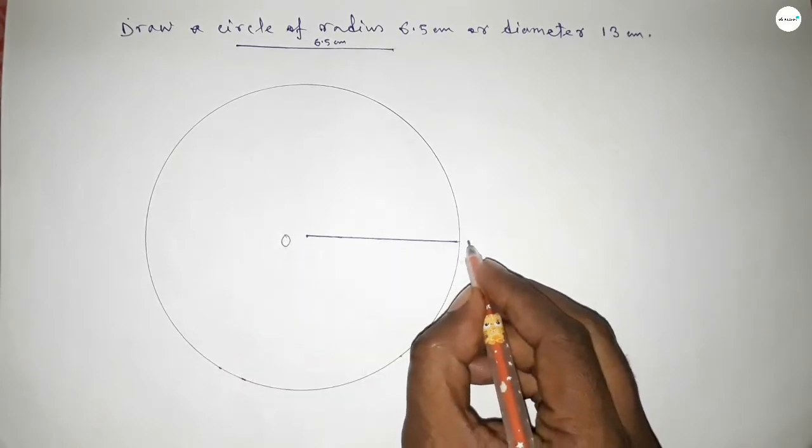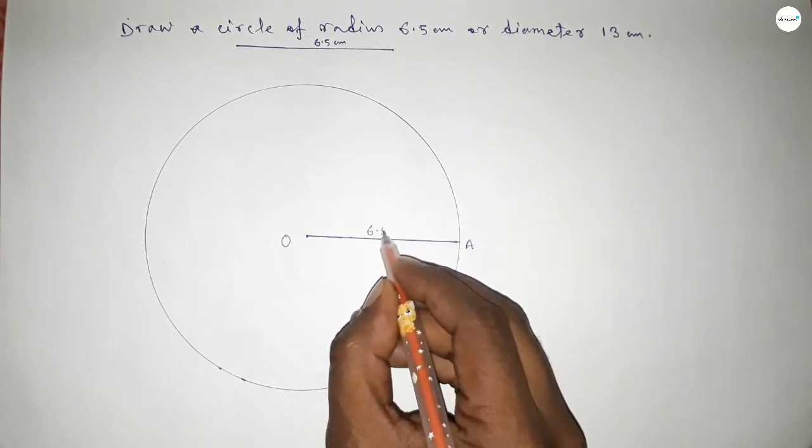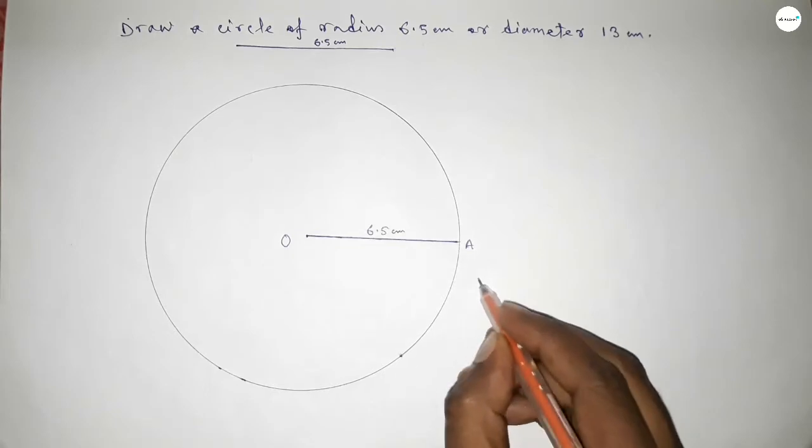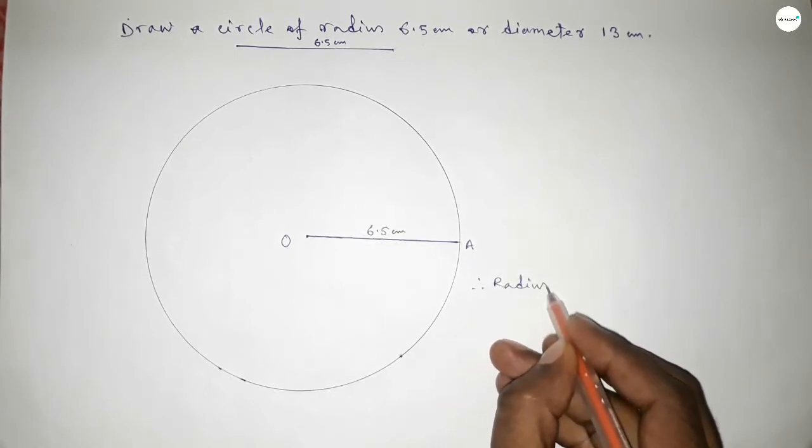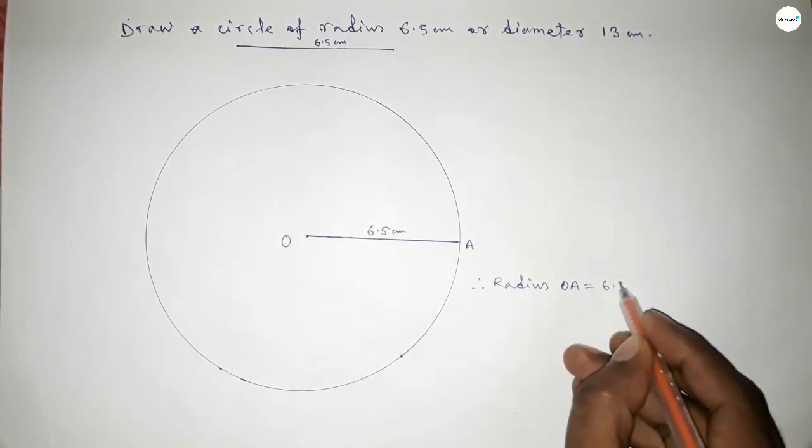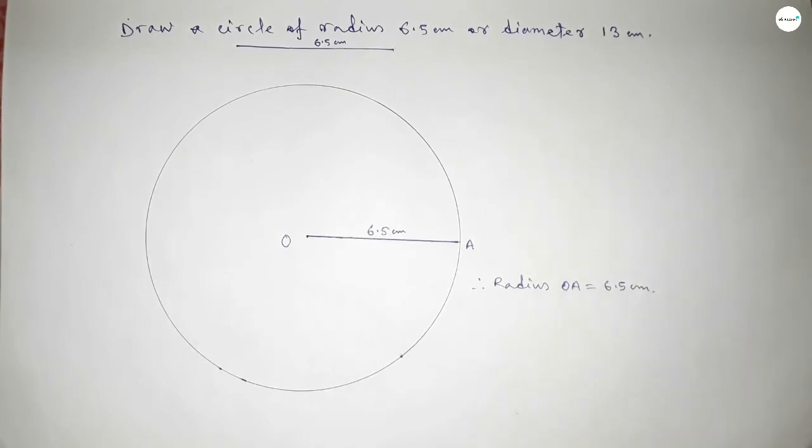Taking here the center O and here A. So OA equal to 6.5 centimeter. So therefore radius OA equal to 6.5 centimeter. That's all.